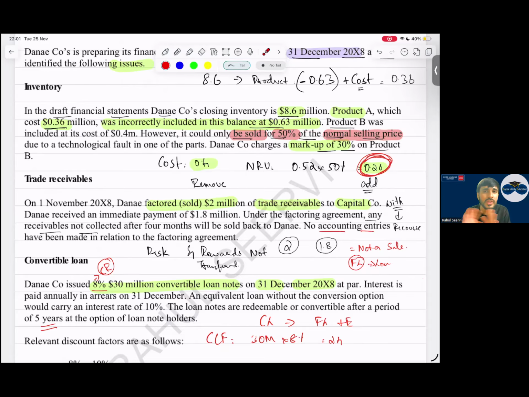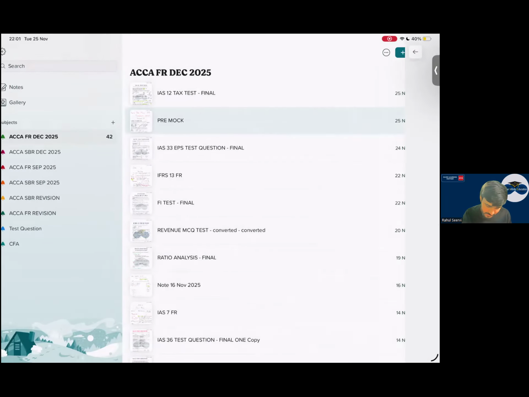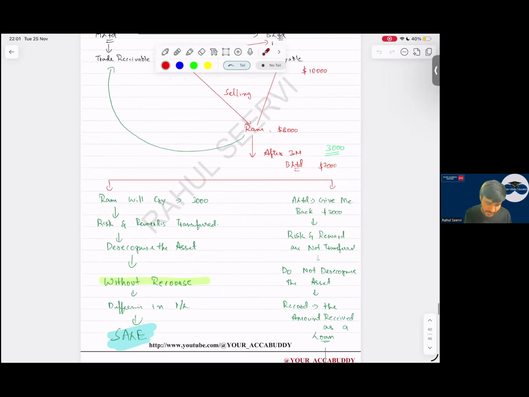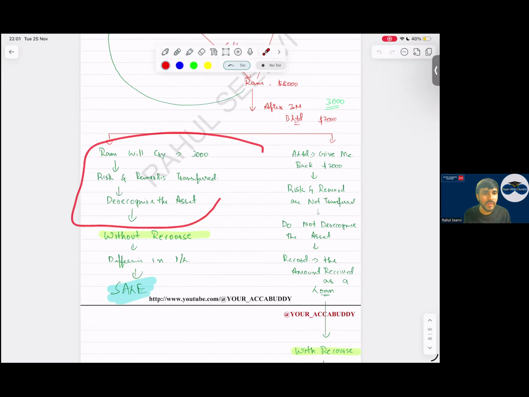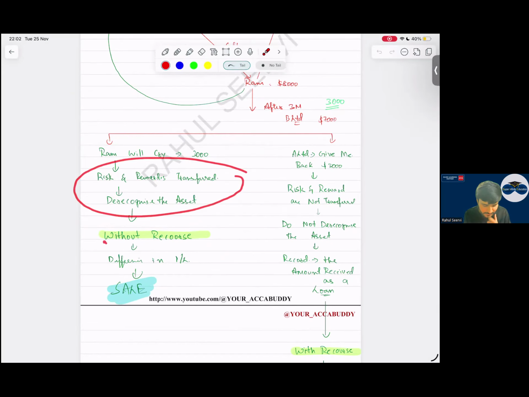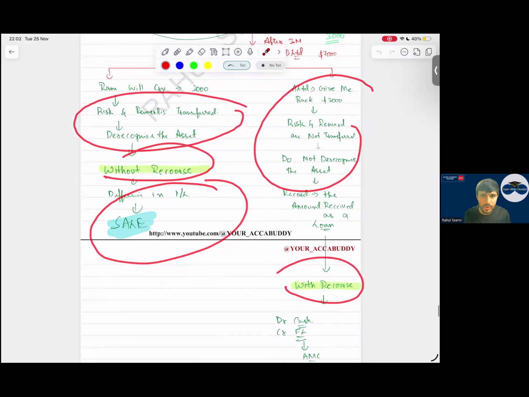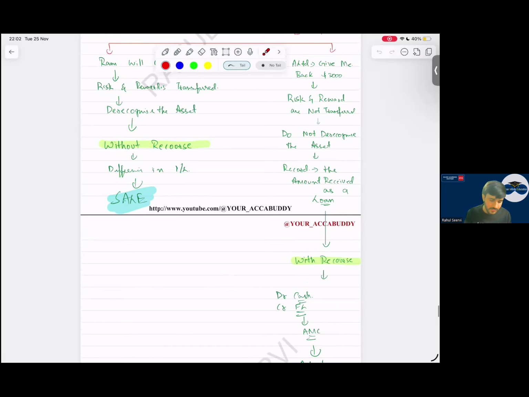It's with recourse. Without recourse means they will not come back. It is with recourse, we can go back. If you remember, in the class we had done a flow chart regarding this. We had taken the example of Ram. If risk and rewards are transferred, it's without recourse, recognized as a sale. If it is with recourse, that means risk and rewards are not transferred, then it's like a loan, a financial liability we treat it.